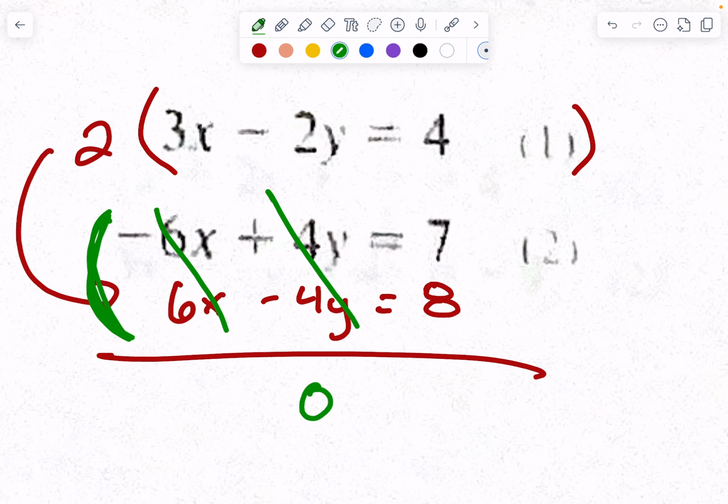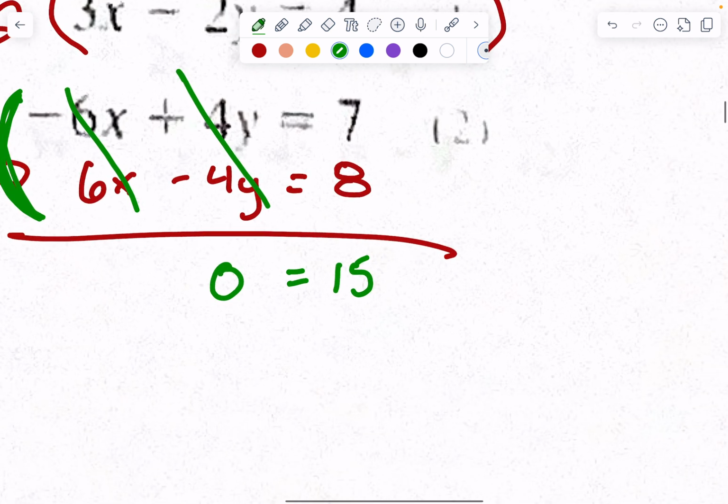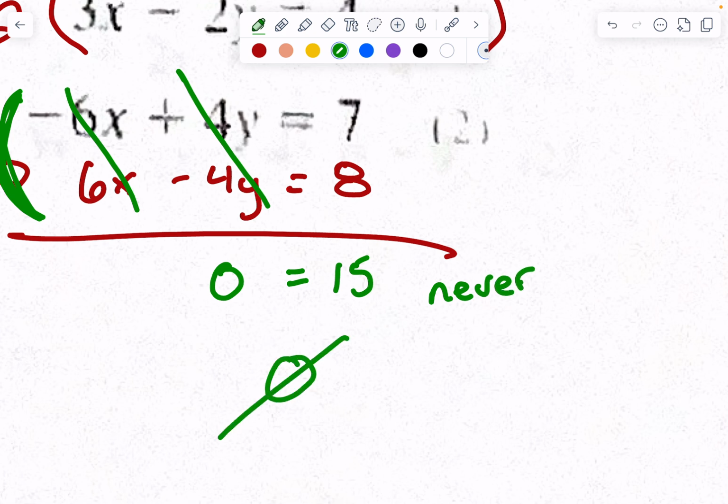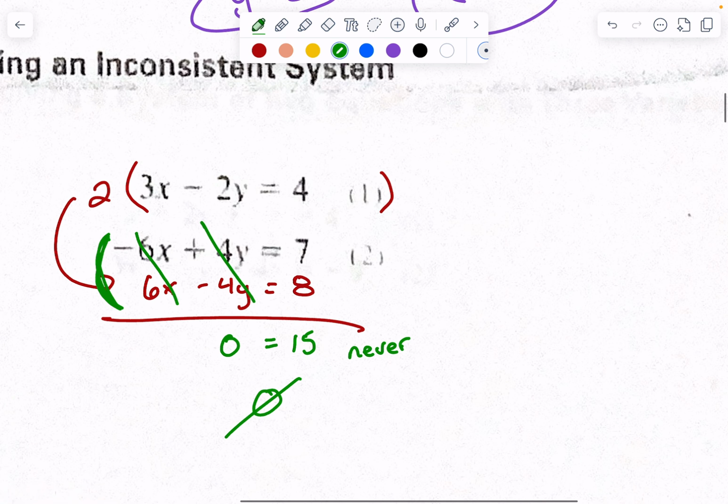0. 0 equals 15. When does 0 equal 15? Never, right? So what do we have going on here? No solution. That's not going to be an answer. So what's happening to these linear functions if they have no solutions? They're parallel. We have two lines that are parallel in this case, right? Okay, so no solutions. Got it?